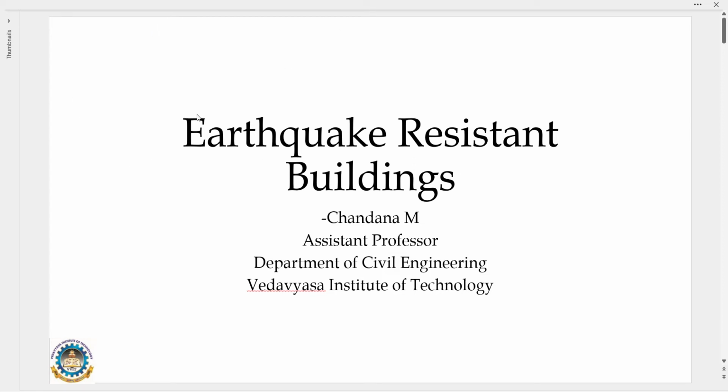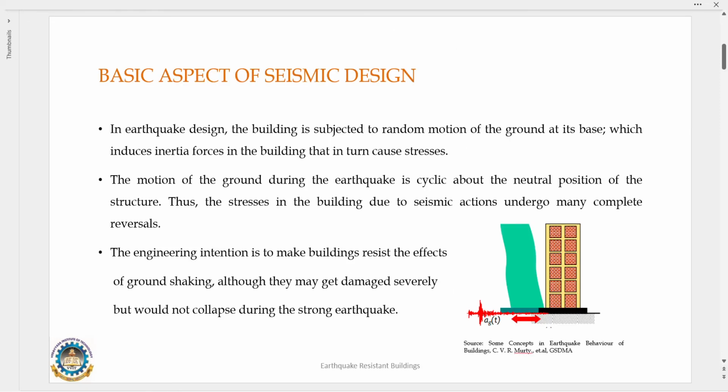A building may be subjected to various dynamic loads such as wind and seismic loads. In earthquake design, we consider buildings which are subject to random motion of ground at its base. As you can see in this picture, the ground motion is actually acting at the base. So this ground motion induces inertia forces in the building that in turn cause stress in the building.